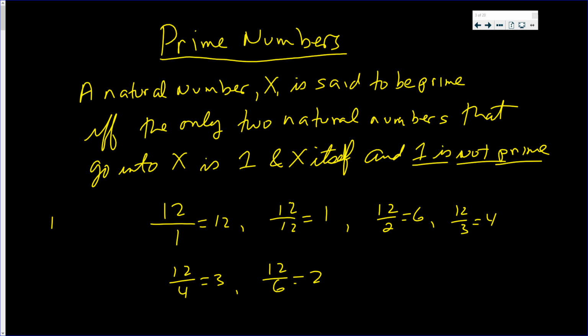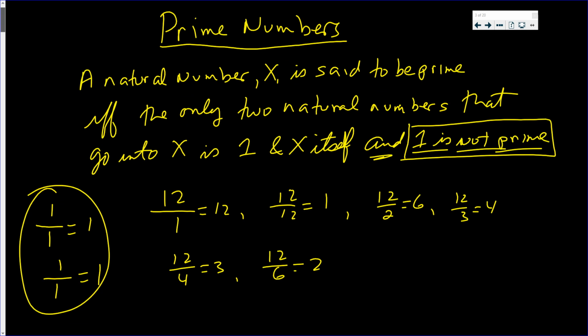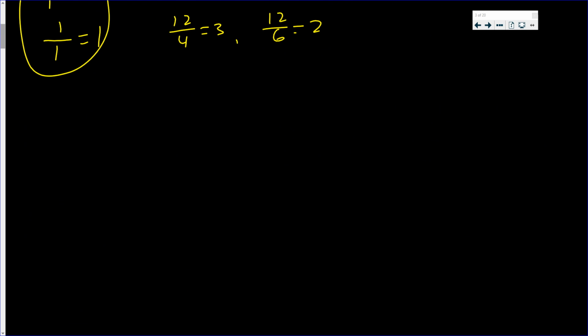Why? Because it's part of the definition. The only numbers that go into 1 is 1 and the number 1 itself. This actually satisfies the definition of prime numbers if we didn't say that we're removing 1 from primes. 1 is not prime. Well, what do we call the numbers that aren't prime?